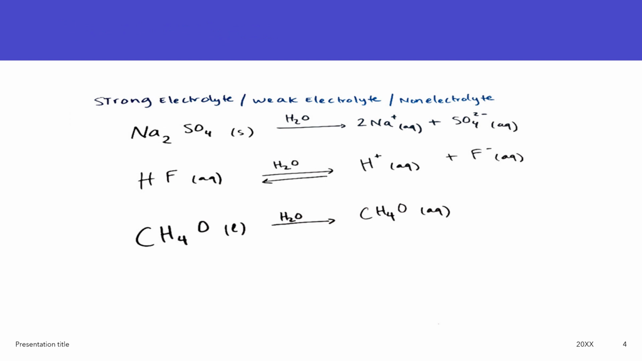Now let's look at some examples and see if we're able to identify them as a strong electrolyte, weak electrolyte, or non-electrolyte. The first example is sodium sulfate, Na2SO4. What do you think? Do you think this is a strong electrolyte, a weak electrolyte, or a non-electrolyte? Type your answer right now in the comments. I'll give you 5 seconds to type either strong electrolyte, weak electrolyte, or non-electrolyte. 5 seconds.